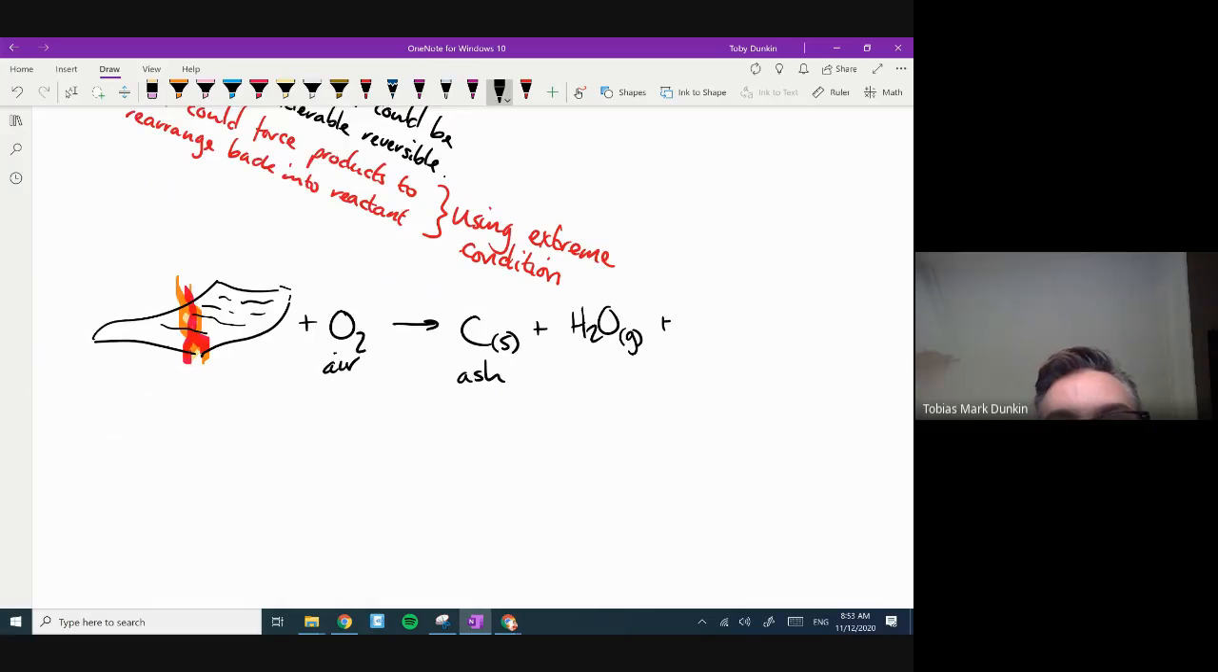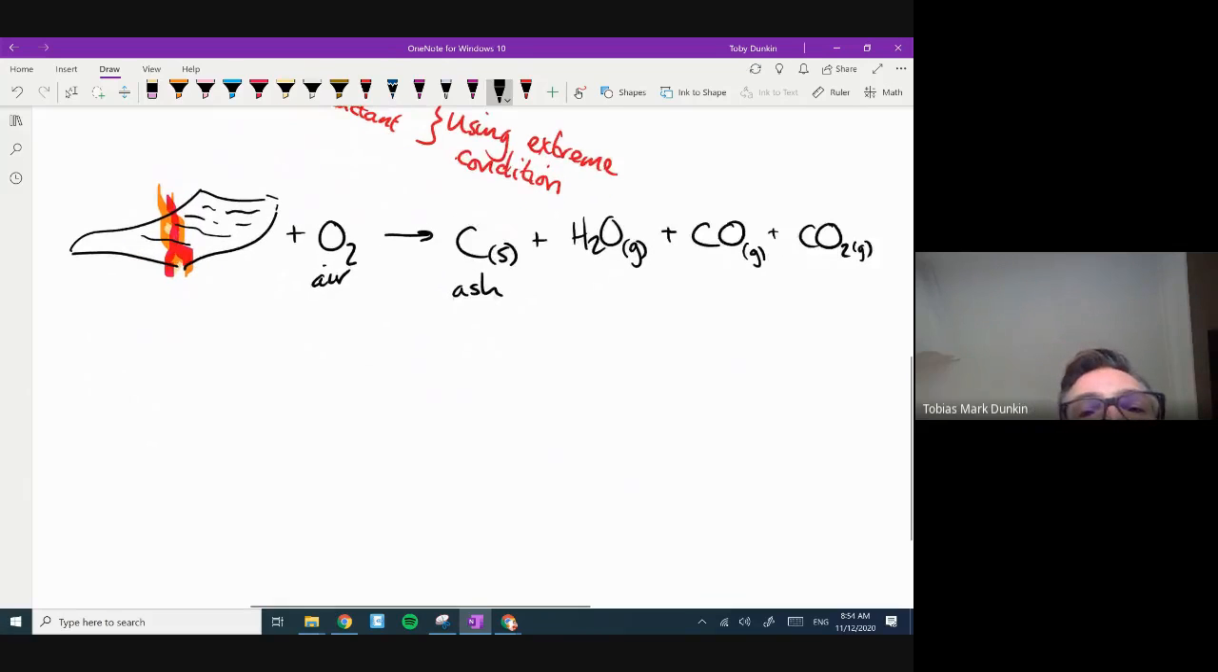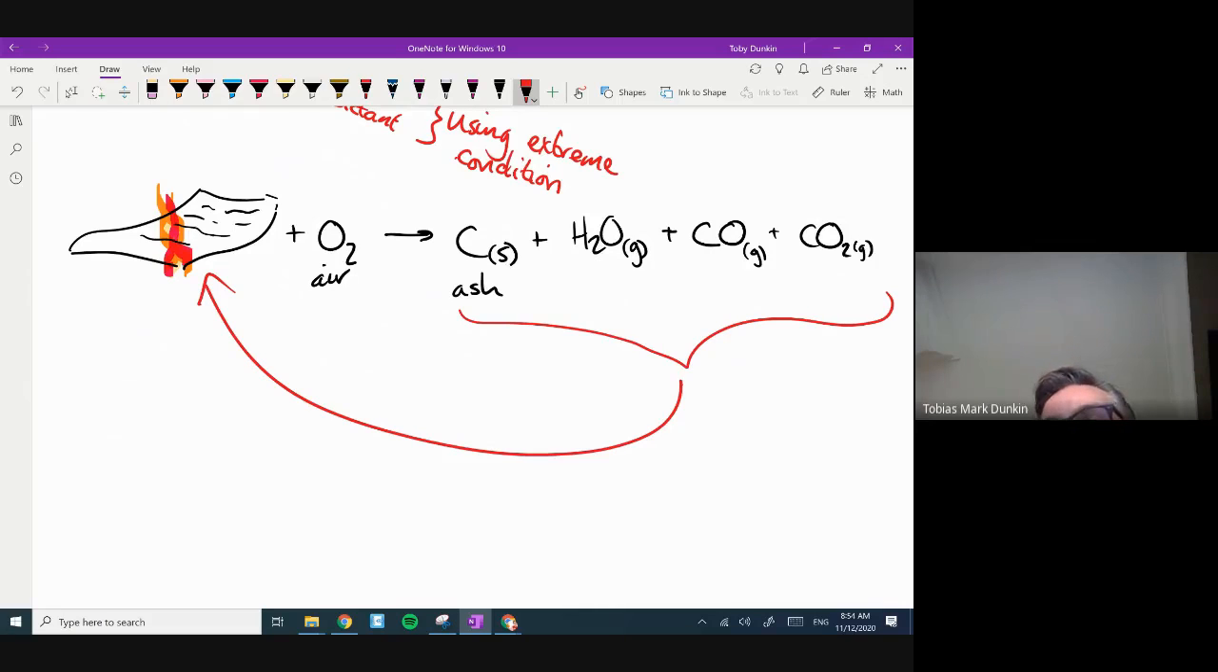Probably we're going to create a little bit of carbon monoxide. We're probably going to create a little bit of carbon dioxide as well. We're going to have all of these reactions going on. It's going to be a nightmare. And the concept that we could take all of this stuff and turn it back into Shanley's essay, what's the chances?